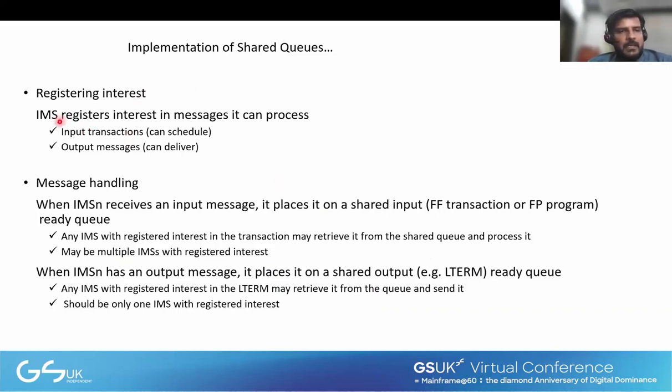Now, how does IMS register interest? For the input queues, IMS will register interest in input queues for transactions that are defined and are currently active in that IMS. If the transaction is in the stop state, then IMS will not register interest for that transaction. Similarly, for the EMH input queues, which handle Fast Path, the Fast Path transaction must be defined and scheduled in the IFP region before IMS can register interest.